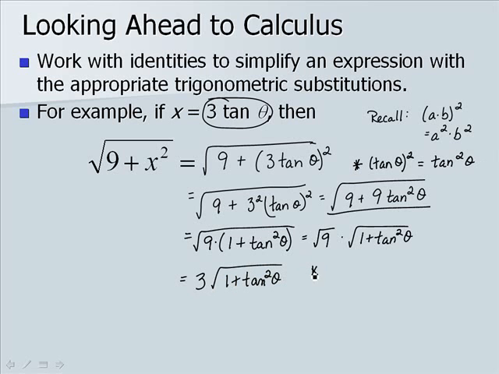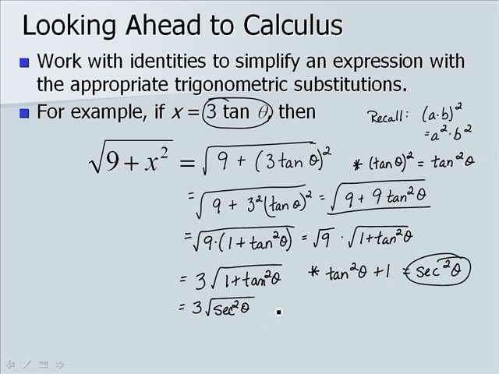Now, put another star here. Remember that we have that the tangent squared of theta plus 1 is equal to secant squared of theta, and that's one of our Pythagorean identities. So we're going to substitute secant squared in here in our square root formula. So we have 3 square root of secant squared of theta.